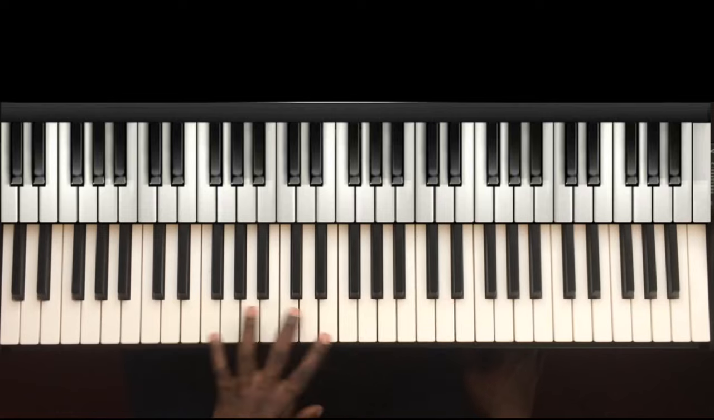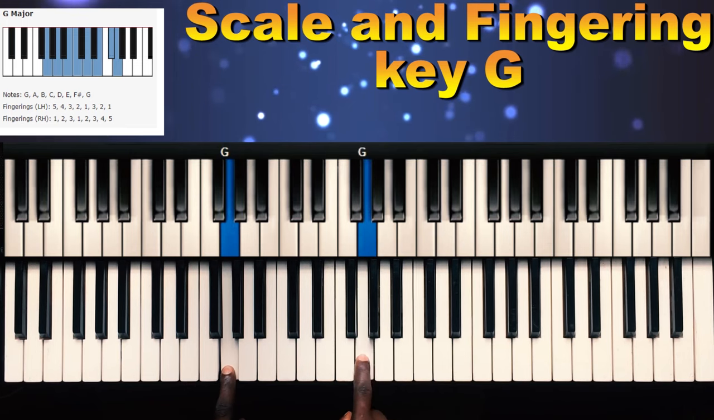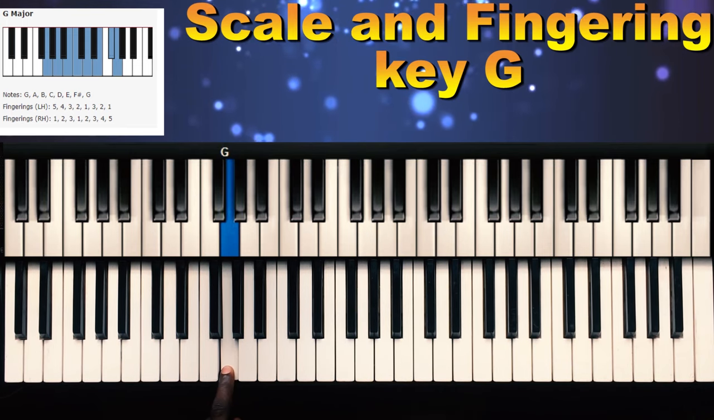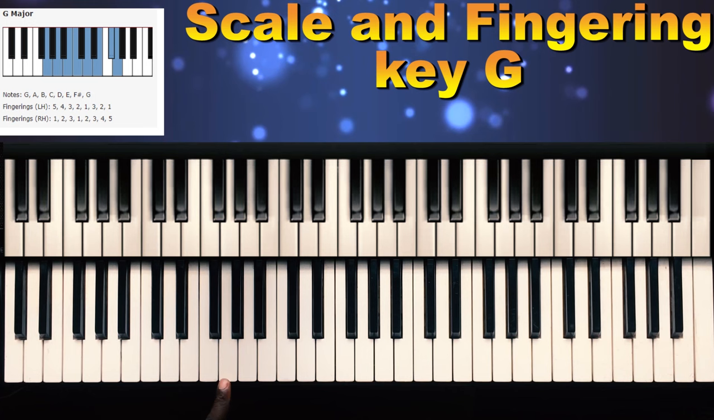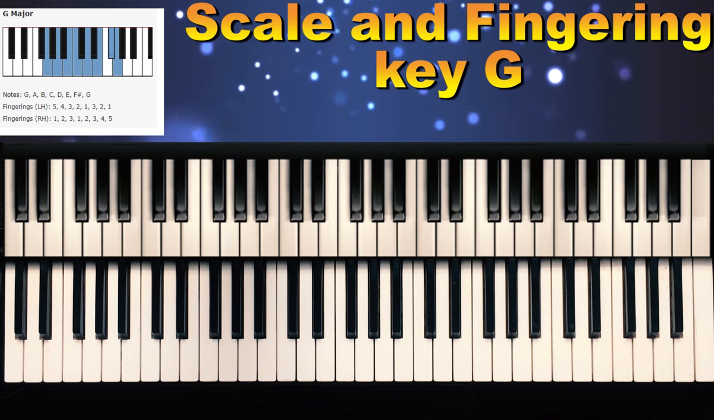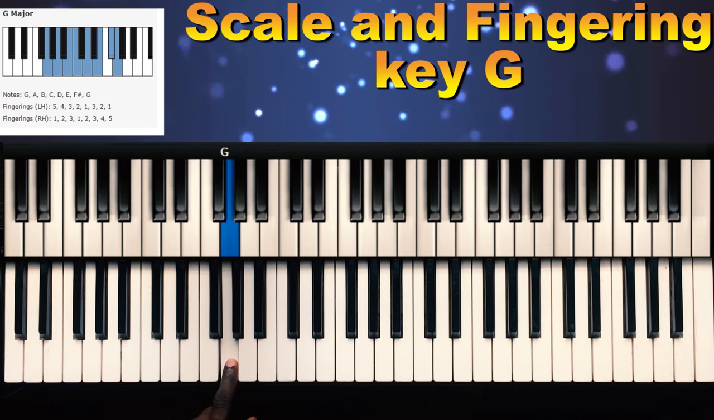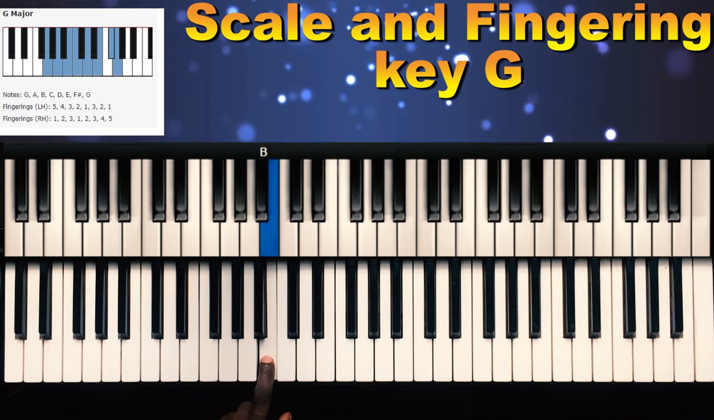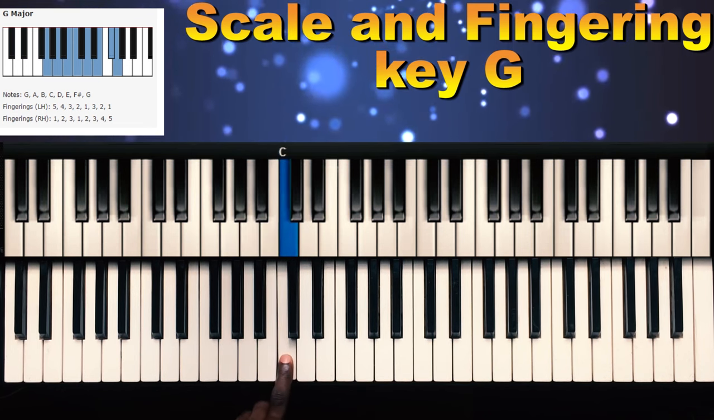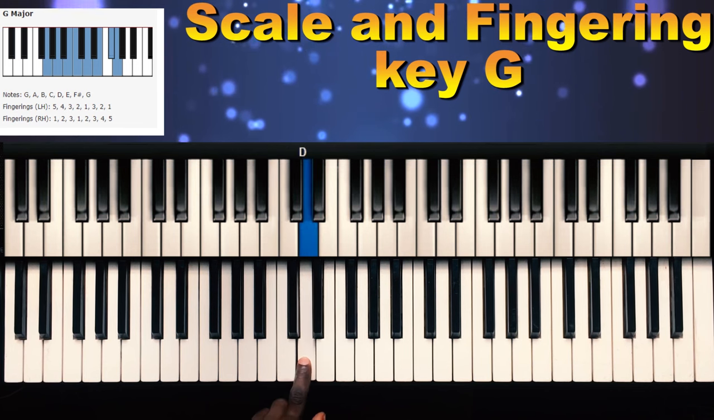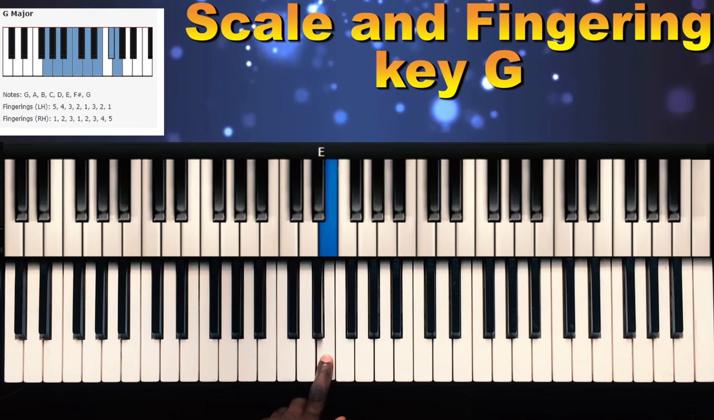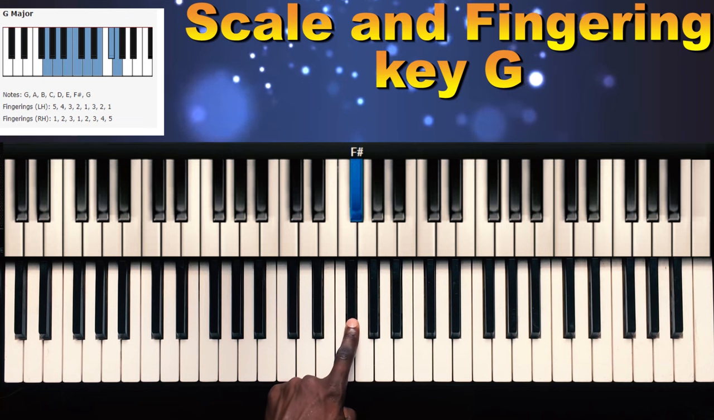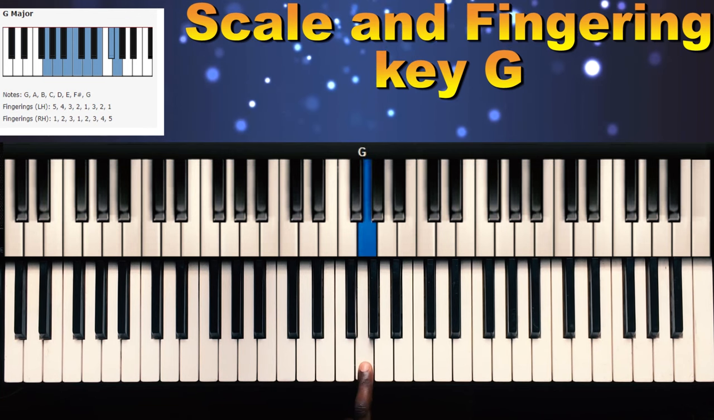We've done the other keys. So for the key of G, now the scale of G and then the proper fingering of G. Now for the notes of G, we have G, A, B, C, D, E, F sharp, and then G.